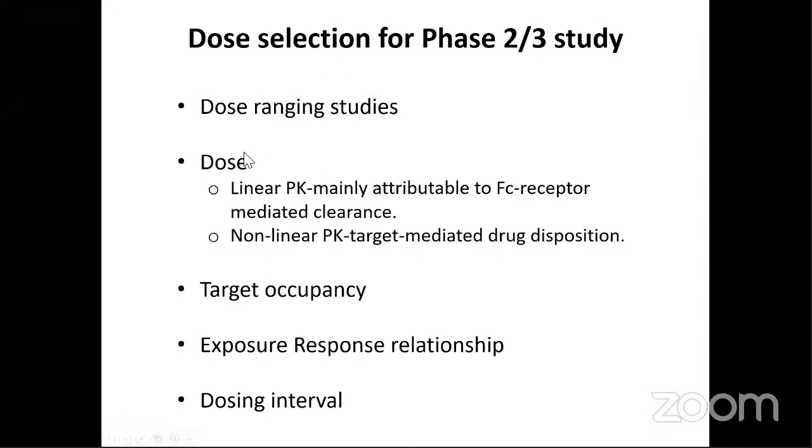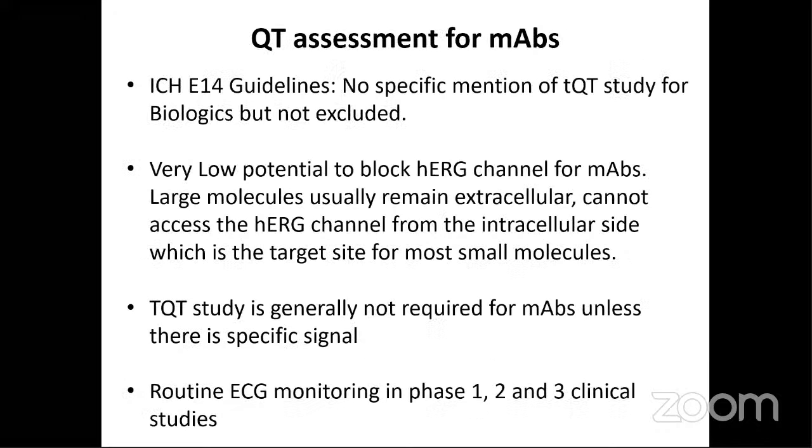You have dose ranging studies. The dose needs to be identified. It should be a linear PK versus a non-linear PK. In the case of linear PK, it's mainly attributable to the Fc receptor mediated clearance. For a nonlinear PK, it's mediated through the target mediated drug disposition, and then you have to consider target occupancy, exposure response relationship, and dosing intervals. Those are the factors you would consider for your normal small molecule drug development as well.